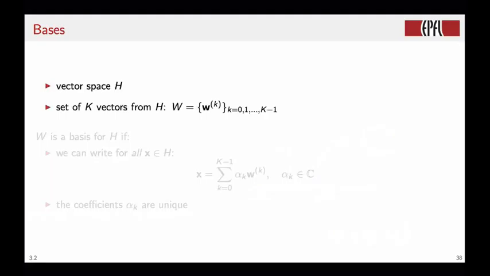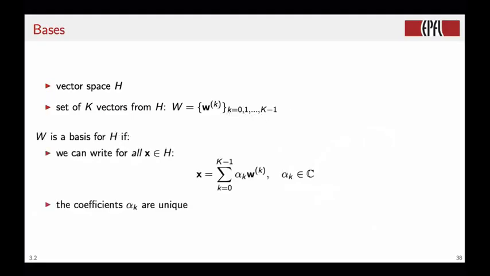So more generally a basis is given by the following properties. We have a vector space H. We have a set of k vectors from H, denote them by w_k, with k going from 0 to k minus 1. W is a basis for H if we can write all x's in H as a linear combination of the basis vectors, and the coefficients alpha_k are unique. Here we discussed a finite dimensional case. The dimension of H is equal to k.